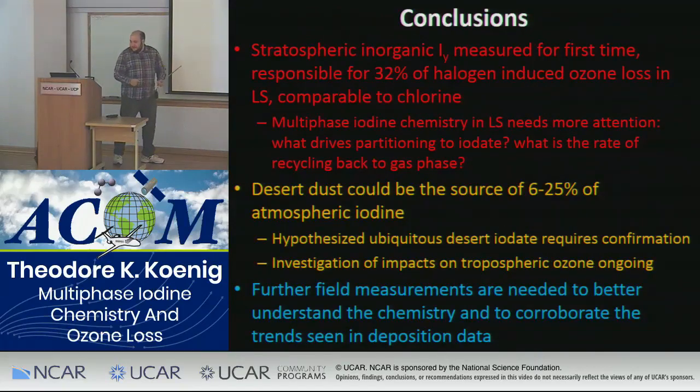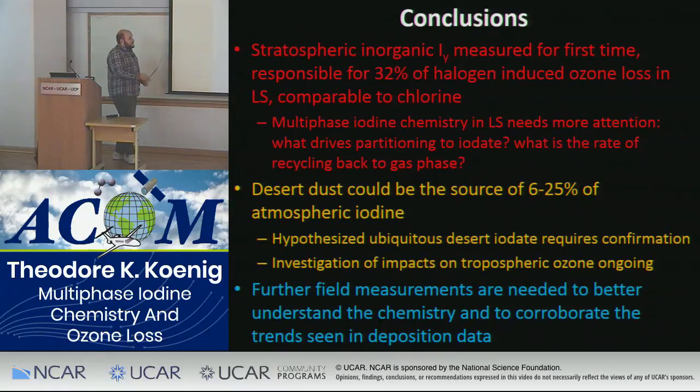So wrapping up here to the final conclusions, stratospheric inorganic Iy has been measured for the first time. We find it's responsible for roughly 1/3 of total ozone destruction from halogens in the lower stratosphere. There's a lot more we need to find out about why it behaves the way it does, what's going on to drive this partitioning toward iodate. We have indications that it's recycling back to iodide in the gas phase, but what's driving that?